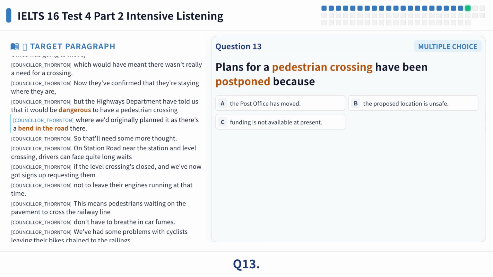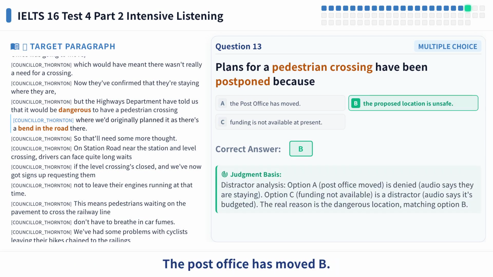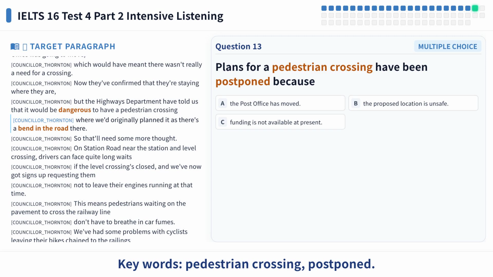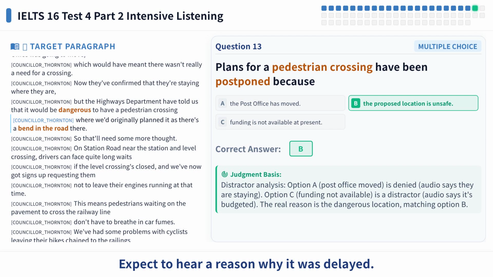Q13. Plans for a pedestrian crossing have been postponed because A. The post office has moved. B. The location is dangerous. C. Funding is not available. Please pause the video and try it yourself. Keywords: pedestrian crossing, postponed. Expect to hear a reason why it was delayed.